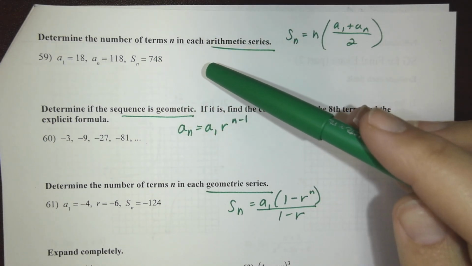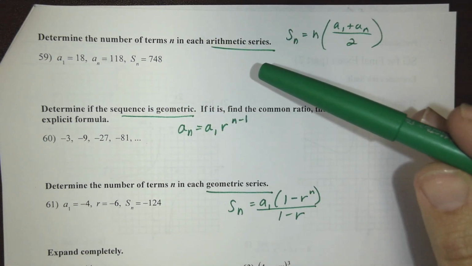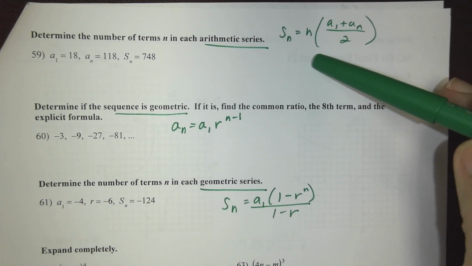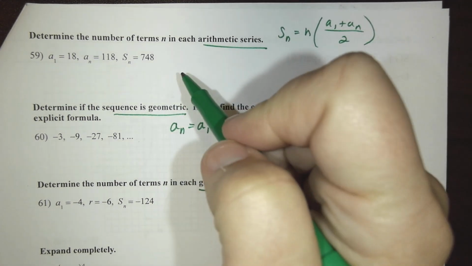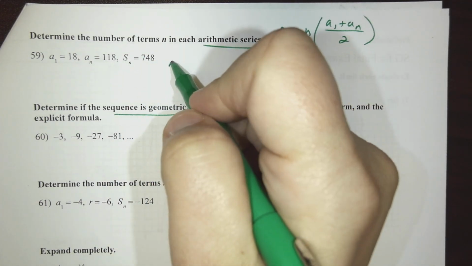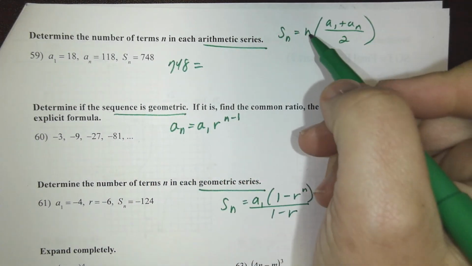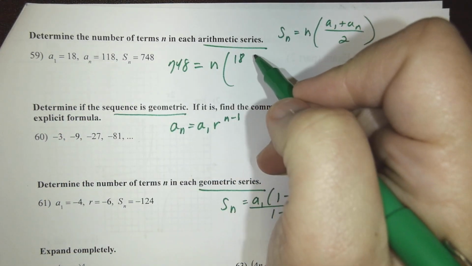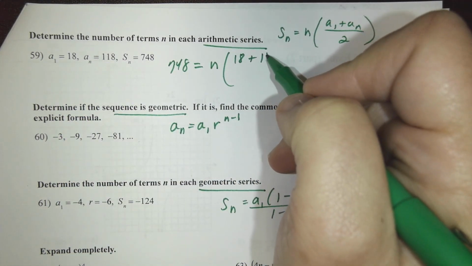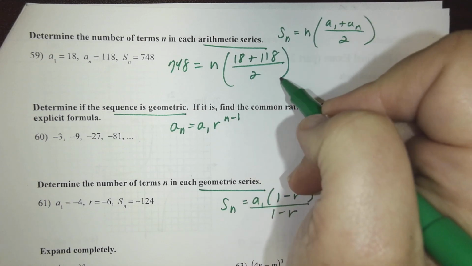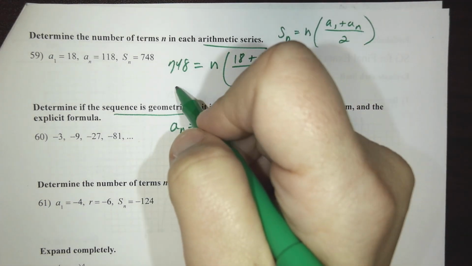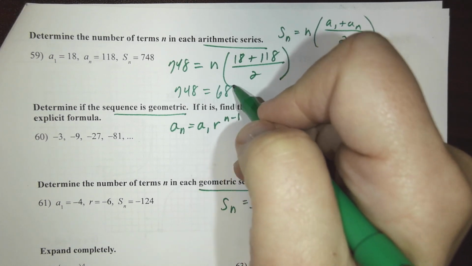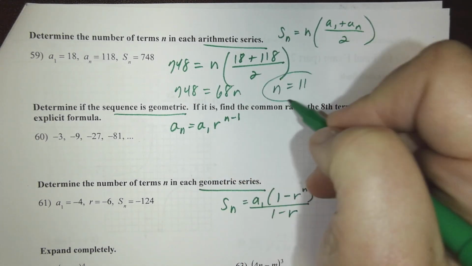Determine the number of terms, n, in the arithmetic series. Again, you need to know how to find n, but this time you're talking about a series, so I wrote the formula over here again. If S sub n is 748, n is what you don't know, a1 is 18, a n is 118, and divide by 2. This would become 748 equals this right here, which using your calculator is 68n, so n is 11.